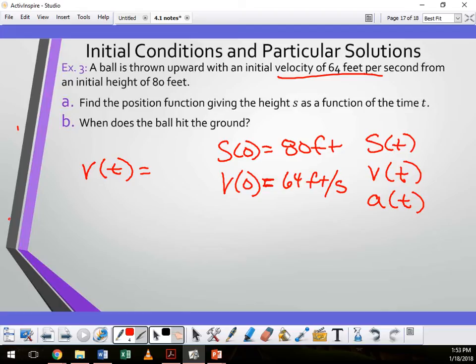After the conversion, my acceleration due to gravity is going to be negative 32 feet per second per second, negative 32 feet per second squared. Because it's negative 9.8 meters per second per second.